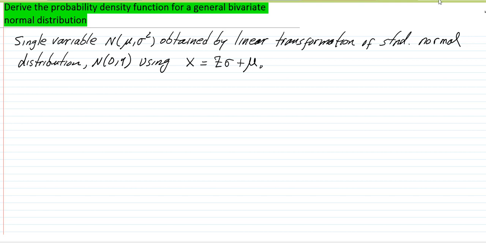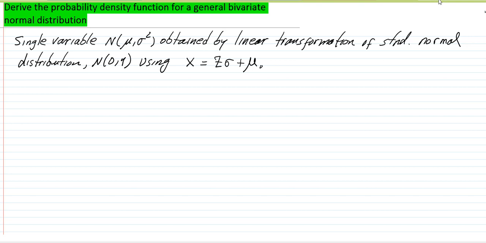Okay, so we want to derive the probability density function for a general bivariate normal distribution. And the way we're going to do this is kind of like the way we usually derive the distribution function for a general single variable, the univariate case of normal distribution. In the case of a single variable, parameters mu and sigma squared, you can do a linear transformation of a standard normal distribution using x equals z sigma plus mu.